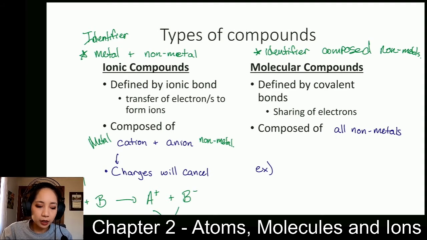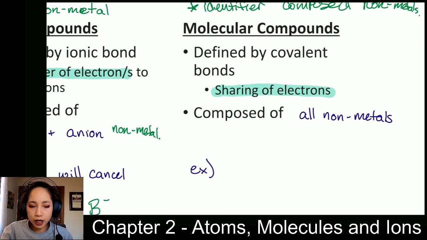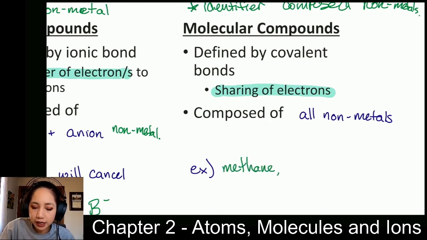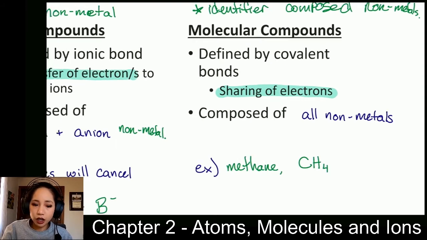So in ionic bonds, it was a transfer of electrons to form those ions, but in covalent bonds, those forces holding those atoms together are through sharing of electrons. And again, molecular compounds are composed of all nonmetals. And so an example would be like methane, which has the chemical formula CH4. All right. And so you see carbon, hydrogen, both of those are nonmetals. So that would classify it as a molecular compound.